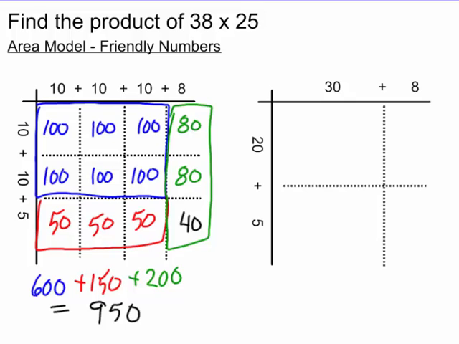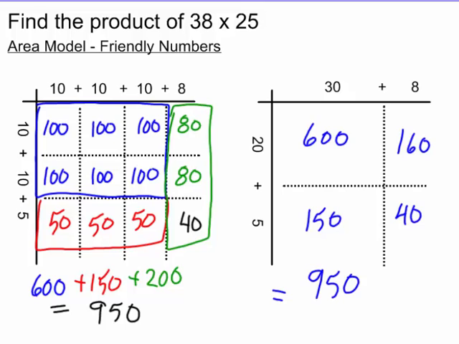If I do the same problem, but I'm going to use some larger numbers. So in this case, I'm going to start with a 30 times a 20, and I'm fairly comfortable with those numbers, so I come up with 600. If I do 20 times an 8, I get 160. 5 times a 30 is 150, and 5 times 8 is 40. And you'll notice those four numbers appear over here on the left side as well, and when I total them all up, I still get the same answer of 950.